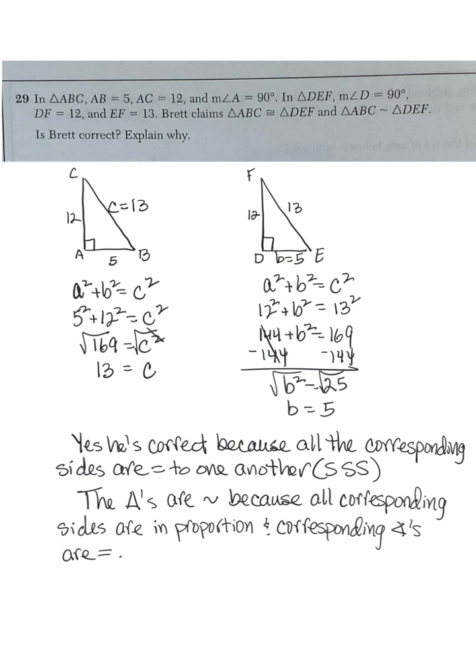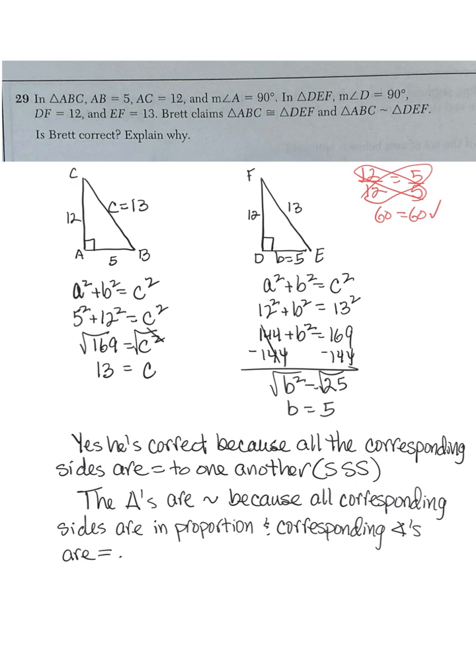Let me just show you if you're not following what I'm saying. And you don't need to show this, but just to show you. 12 over 12 equals 5 over 5. Well, look, if you cross multiply this way, you get 60. And if you cross multiply this way, you get 60. Check. That means all the corresponding sides are in proportion.